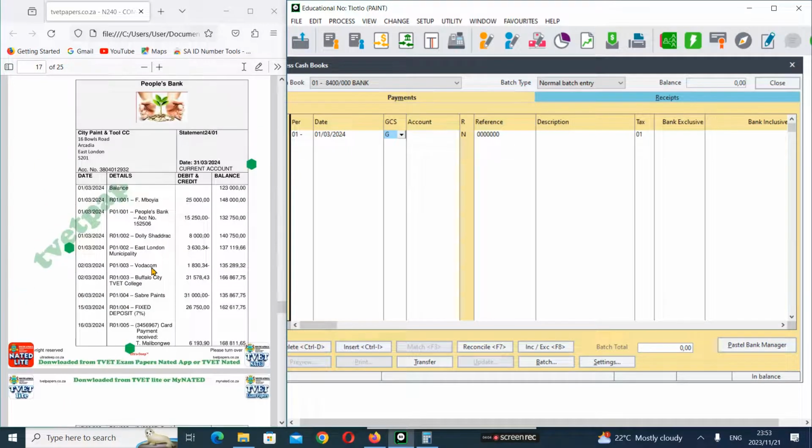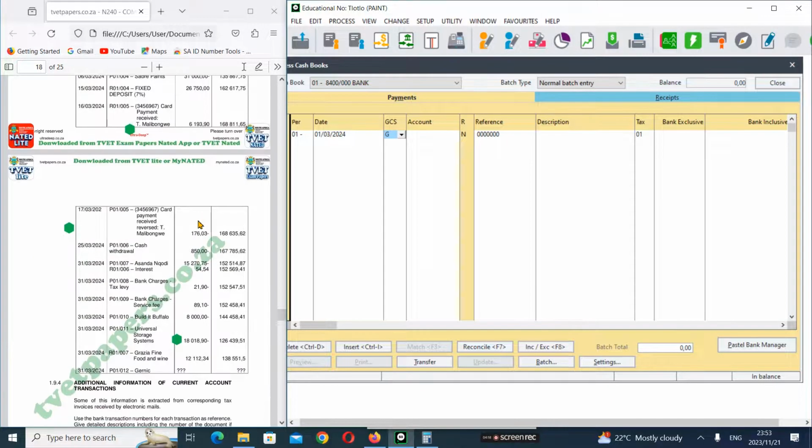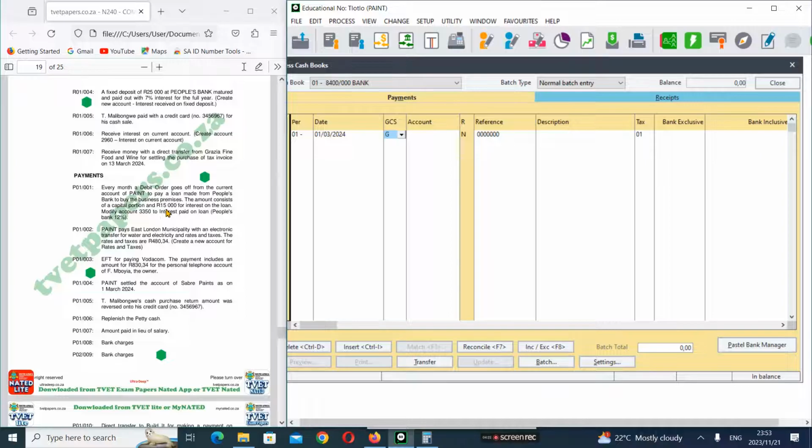So let's check what amount they are talking about. P1, the People's Bank account there. We have 15,250. The 15,000 we are told is for the interest on the loan. And the remaining amount is the amount consisting of a capital portion, the amount we're paying for that loan. We took a loan, so we need to repay it continuously. So we're repaying the difference, and the 15,000 is the interest.